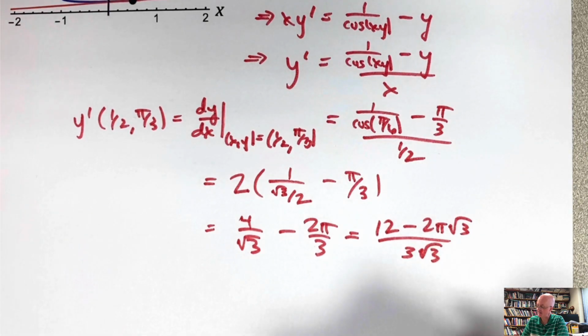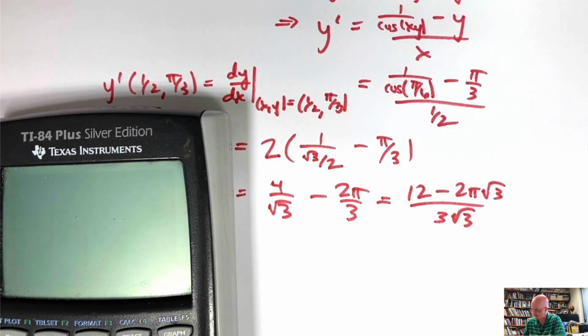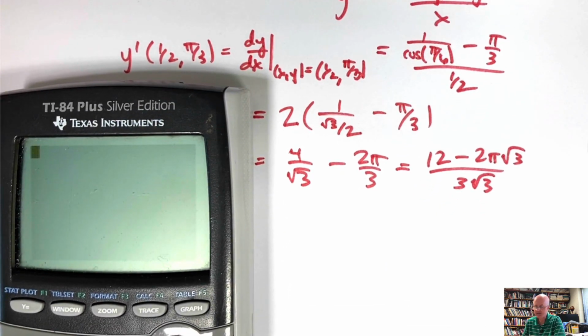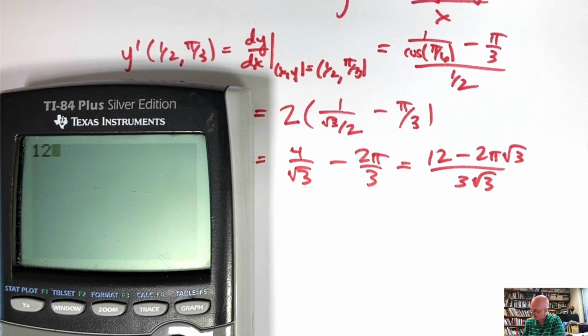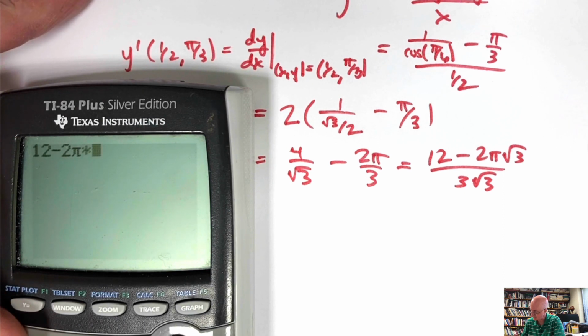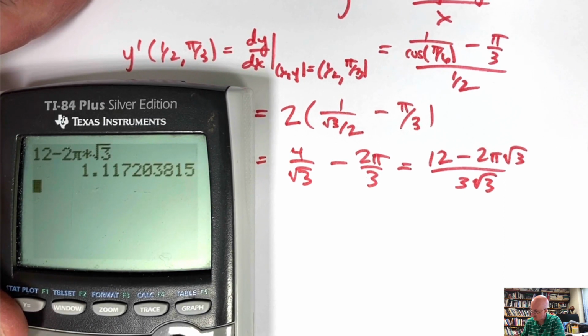Okay, so I did that simplification pretty fast. I hope I didn't make a mistake. Actually, I know what the approximate answer is. So let's go ahead and see if I got the right approximate answer. It's like 0.255 or something like that. Let's just double check this here. 12 minus 2 pi times the square root of 3. And then all divided by 3 root 3, which is the same as 3 to the 1.5 power.